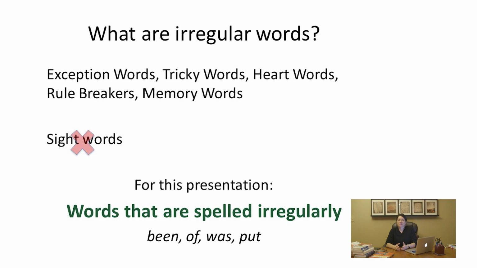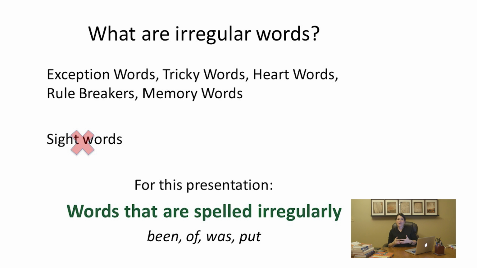So what are irregular words? They have many names: exception words, tricky words, heart words, rule breakers, memory words, anything. Maybe you have a different term that you use. Irregular words are words that have a letter or some letters that don't make their typical sounds. So if we were to read the word "was" using typical sounds, it would come out "wass."